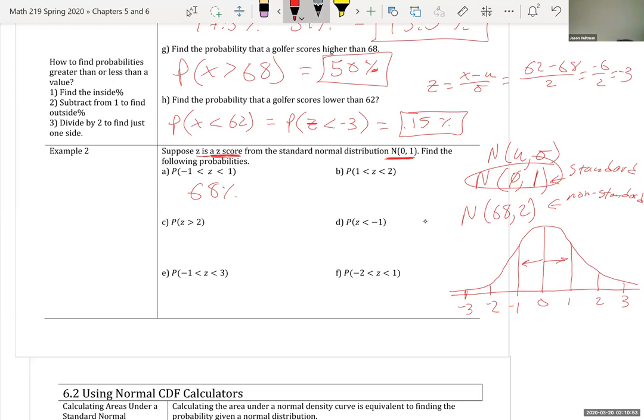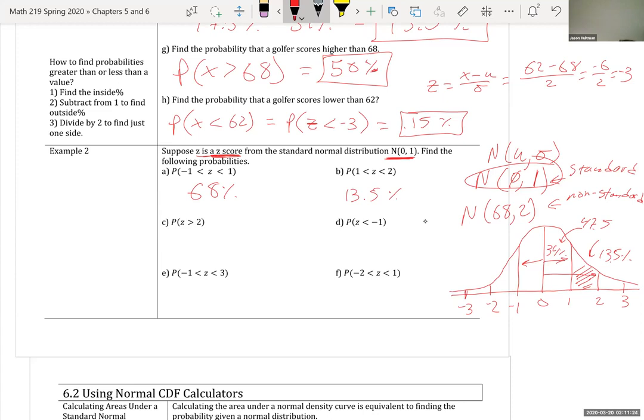Okay, what about 1 to 2? Well, we saw that before when we calculated this out. If this was 34%, and the whole thing out to 2 standard deviations was 47.5, then this thing was 13.5%. So that's another 13.5%. It's just we were looking at the one below before.